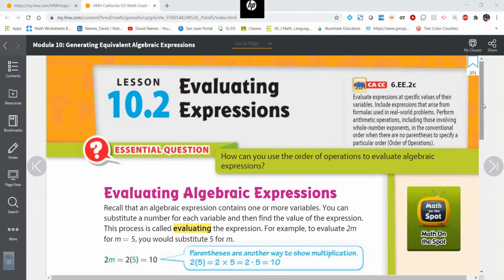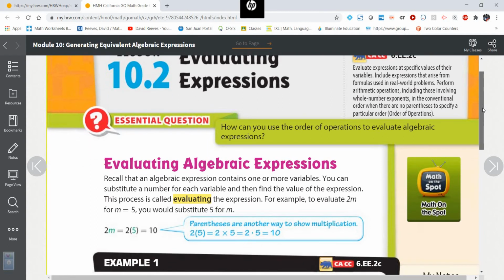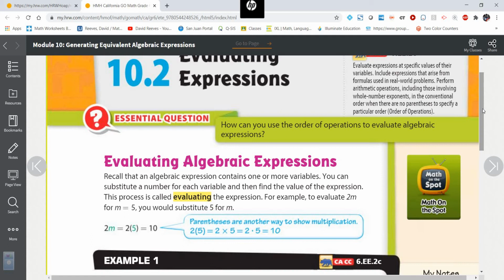And today in this video, we are looking at lesson 10.2 in the 6th grade math book, evaluating expressions. More specifically, we're going to be evaluating algebraic expressions. So, remember, an algebraic expression had three things. It had a variable, it had a constant, and it had an operation. Of course, it can have more than one variable, more than one constant, and more than one operation. But those are the three things it has to have.